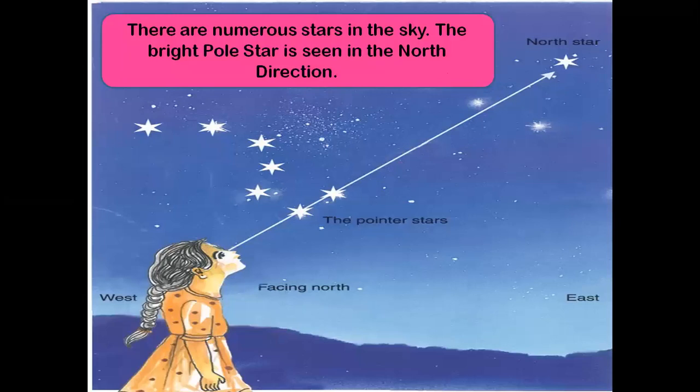This is something which you see every night. There are numerous stars in the sky. The bright pole star is seen in the north direction. You'll always find this pole star in the north direction only. You'll not find it anywhere else. And it is one of the brightest stars at night. So you can very easily locate it in the sky in the north direction. Along with pole star, it is also known as the North Star.